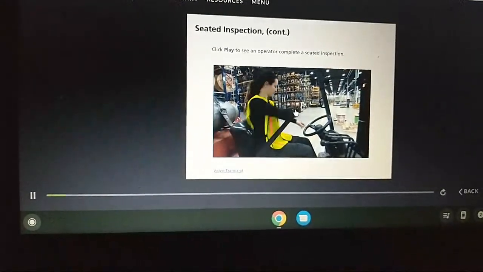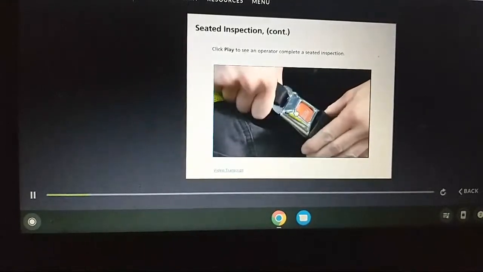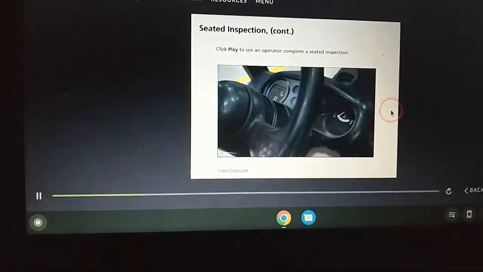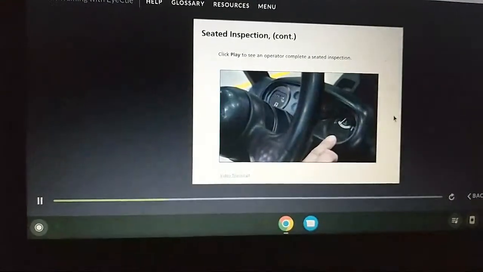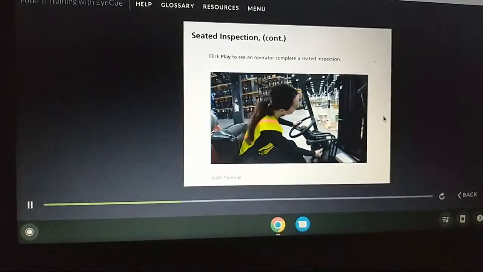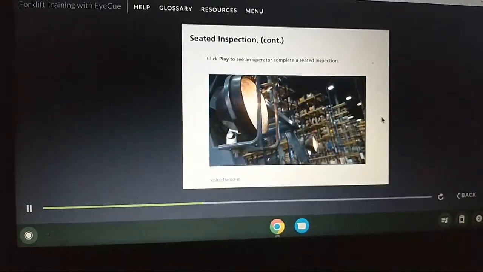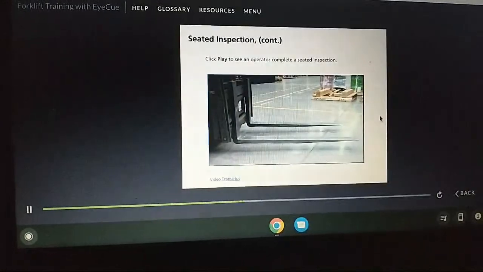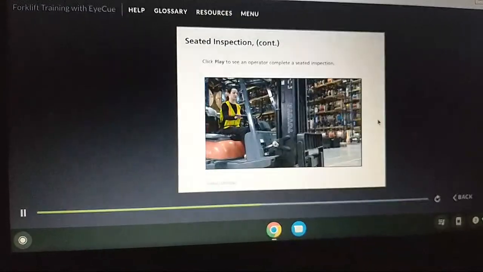Settle in and secure that seatbelt. It needs to buckle and tighten for a good fit. Stay seated and turn on the forklift. Look over the gauges, warning lights, and battery or fuel levels. Check your safety equipment, including lights, to make sure it's all working properly. Use the controls to lift and lower the forks, then tilt the mast.